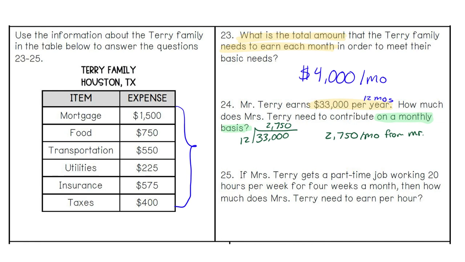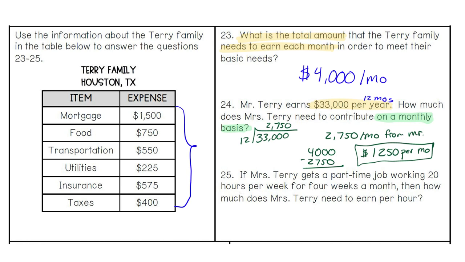Okay, they need, how much do they need? Well, we just figured out they need 4,000. So 4,000 a month minus 2,750. How much now will Mrs. Terry need to make at her job in order to cover the monthly budget? So subtract that out and we find out that she needs to make $1,250 per month to cover the monthly budget.